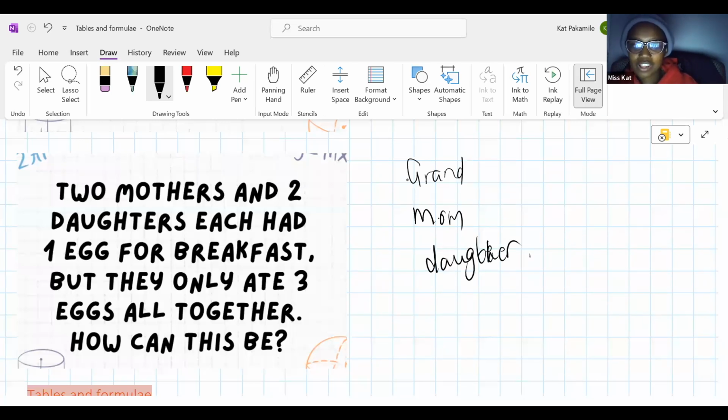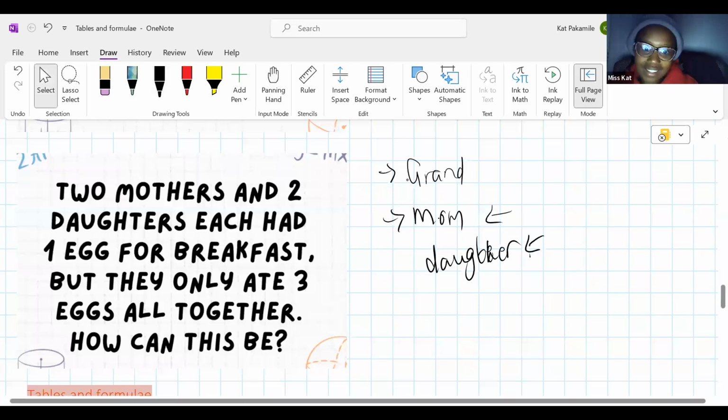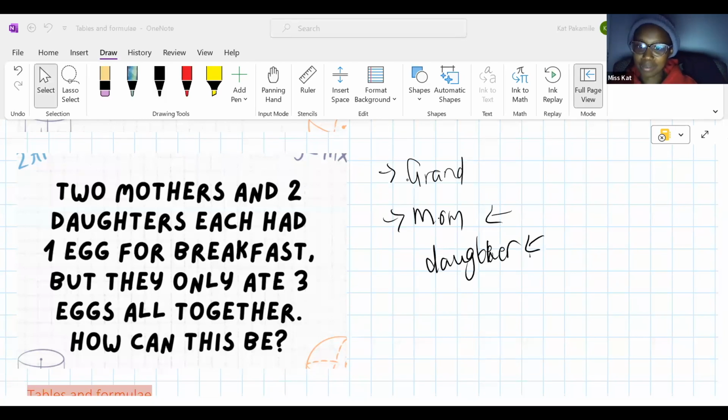So there are only 3 of them because it's 2 mothers, she's a mother, and she's a mother, and 2 daughters, she's a daughter, and she's a daughter. That is how there are only 3 of them. Ding, ding, ding, ding. It is like my brain just tapped on. Do you get it, guys? So it's a grandmother, a mom, and a daughter. The mom is a mom, but the mom is also a daughter to the grandma.